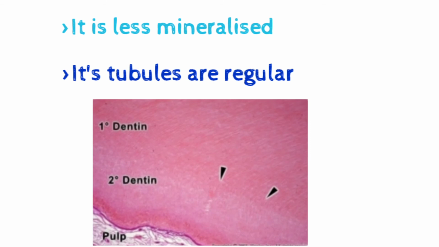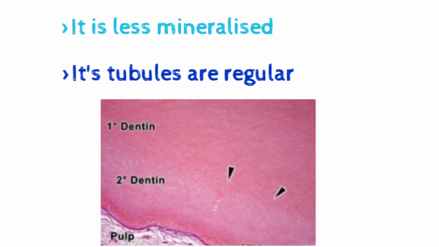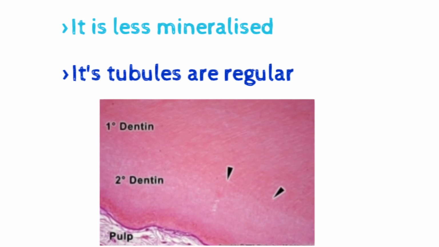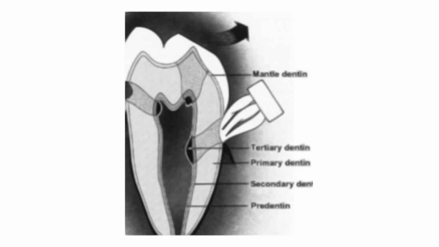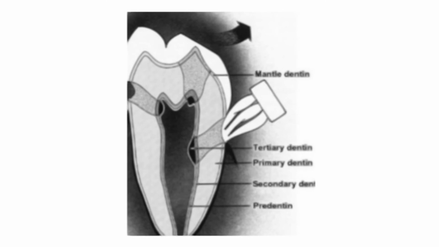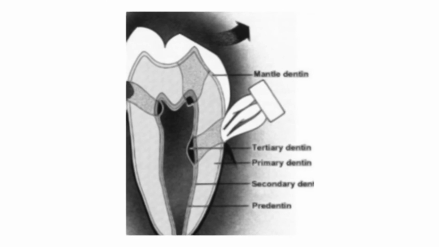Look at this diagram. This is a secondary dentin which is close to the pulp and it is found after completion of the apical foramen. Now look at this diagram. The secondary dentin is near to the pulp and primary dentin is present on the outer surface.